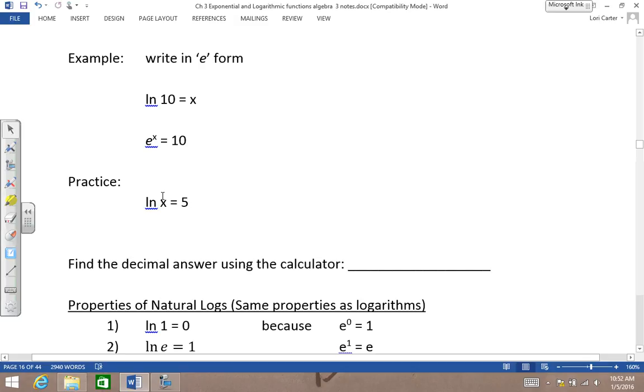The natural log of 10 equals x. I want you to write it as an e. So remember, natural log is really base e, right? Okay, so what do I have to take on both sides? e, because that's the inverse. Cancels, e to the x equals 10.